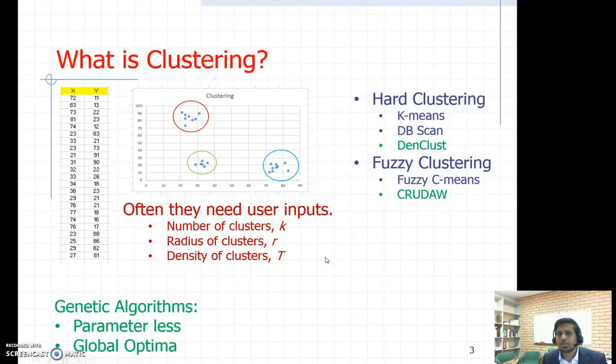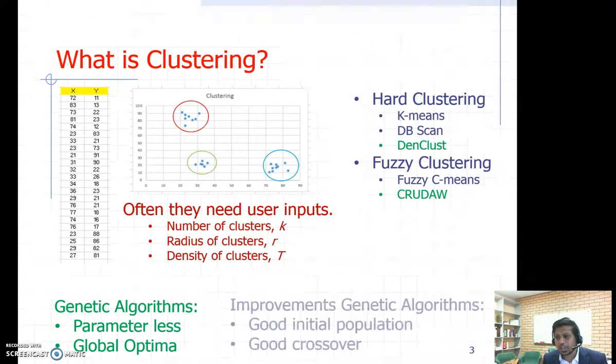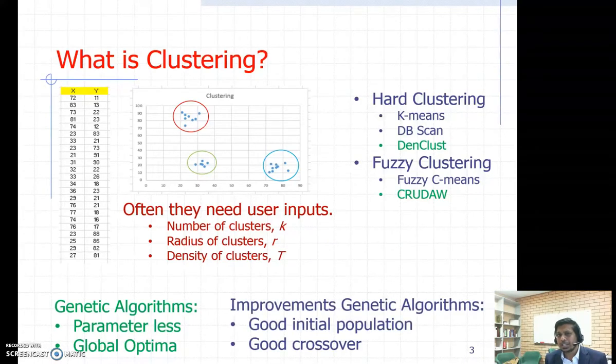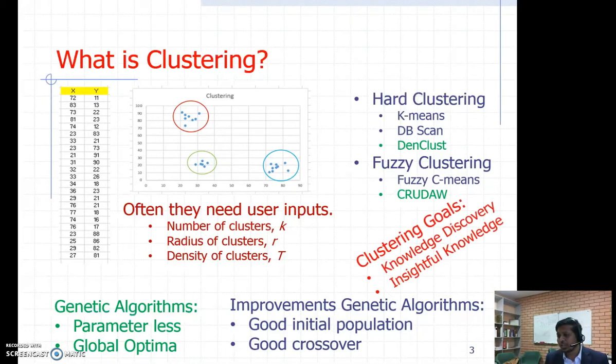In order to handle that, people often use genetic algorithm based clustering techniques. They are generally parameterless and don't need any user input, and they also try to avoid getting stuck at local optima, which is a problem for k-means as well. Genetic algorithms are not guaranteed to get the global optimum, but they are likely to get better local optima, if not the global one. The main goal of clustering is knowledge discovery from a data set. If you can cluster the records, then you can learn some insightful knowledge about a data set.